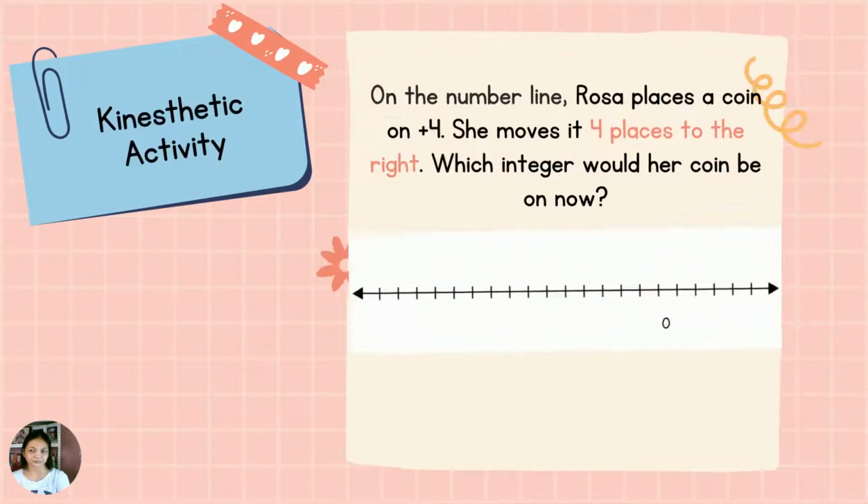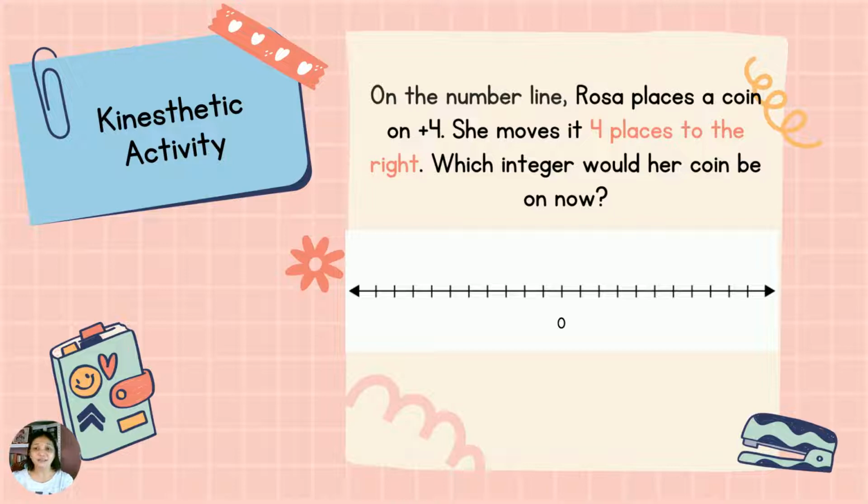Alright. So next, another. So on this number line, Rosa places a coin on positive 4. So she moves it 4 places to the right. Ano kaya 4 places to the right? So from positive 4, syempre dun ka mag-start sa positive 4. Sige nga, let's try it. Positive 4. So you start it at positive 4. So from 0, magka-count ka muna ng 4. So if nakapag-count ka ng 4, dun ka mag-start magbilang 4 places to its right. So from 4, you move 4 places to the right. Sige nga, kayo nga. So 4, move another 4 to the right.